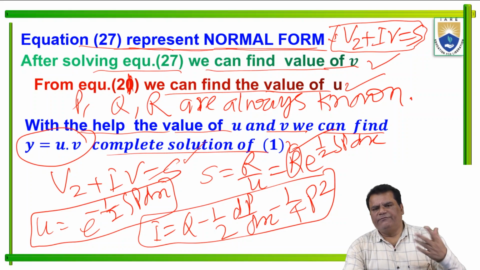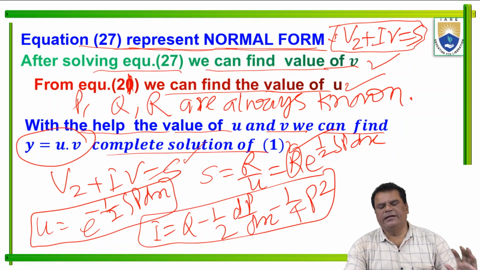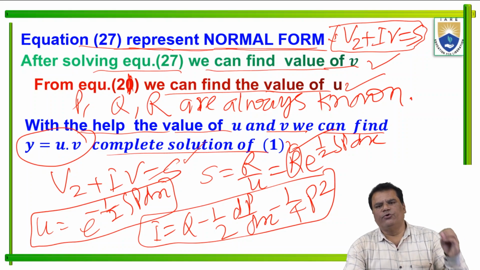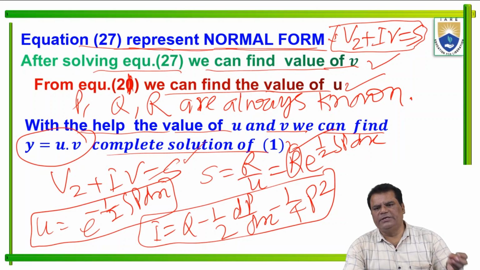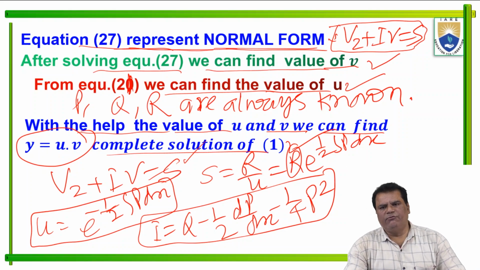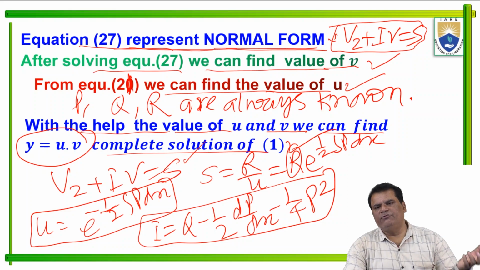For finding the value of u, we have been given one formula: u equals e to the power minus half integral p dx. p is known. If the question is given, it means p is known. After putting the value of p here, we can find the value of u. r is known.